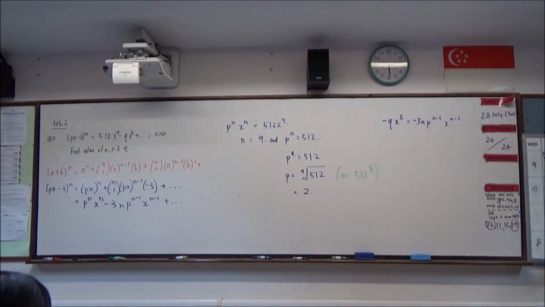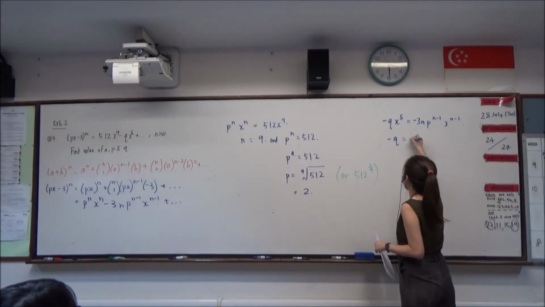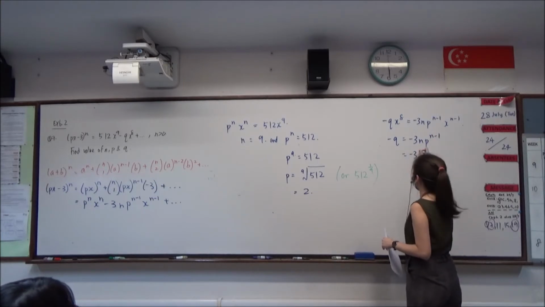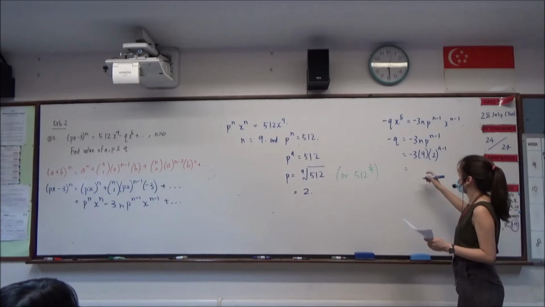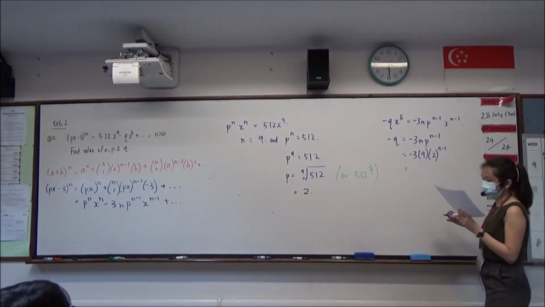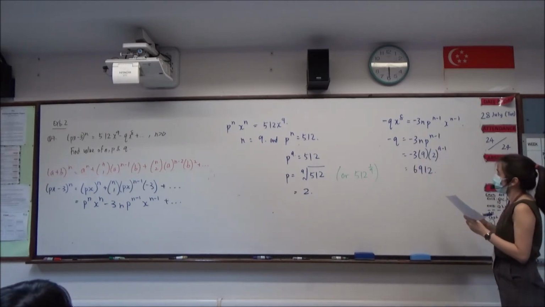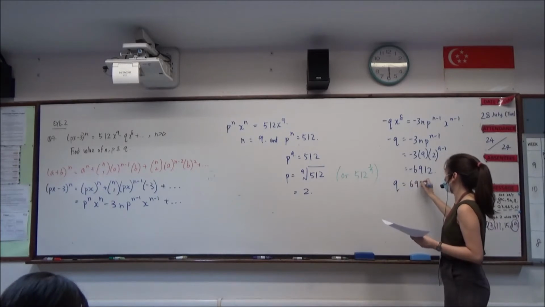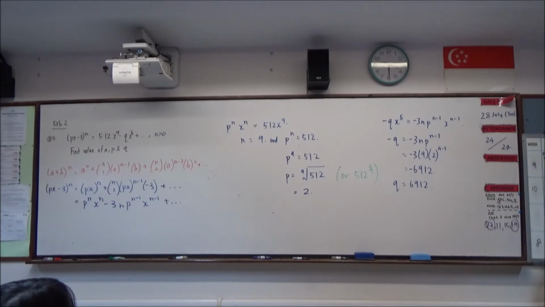I already got my n and p settled. So therefore, I will have negative q equals negative 3 n p^(n minus 1). Replace the n and the p accordingly, and I will be able to compute. That will have to be negative 6912, and q is 6912.